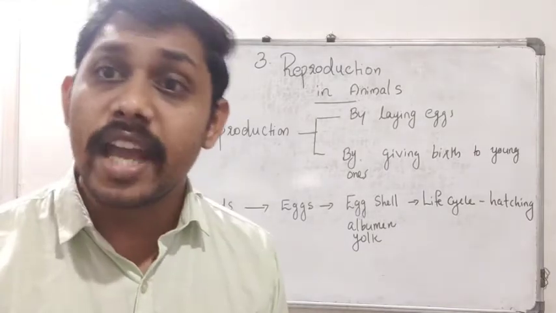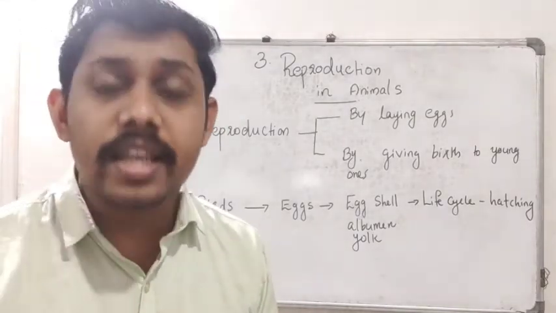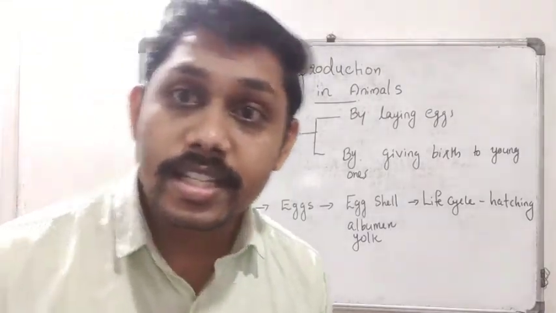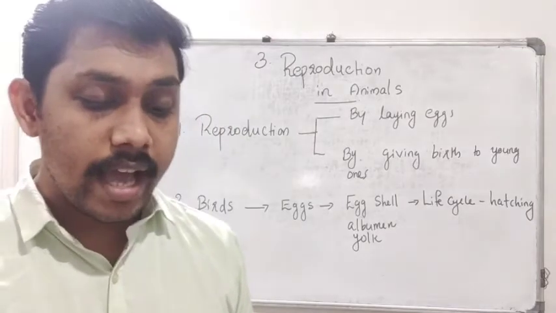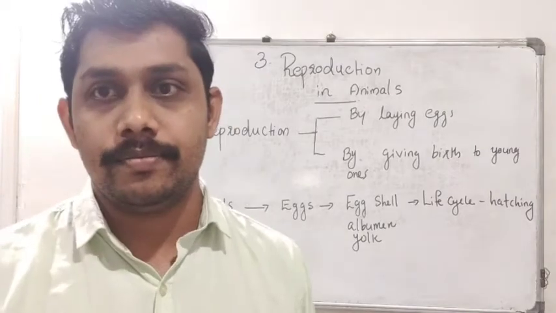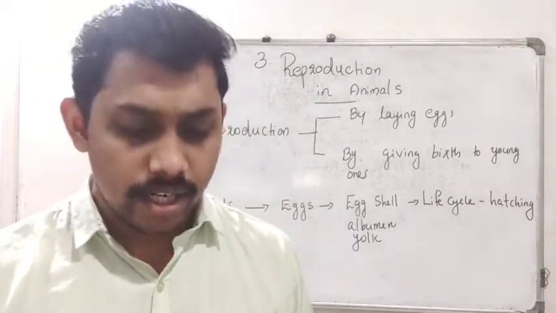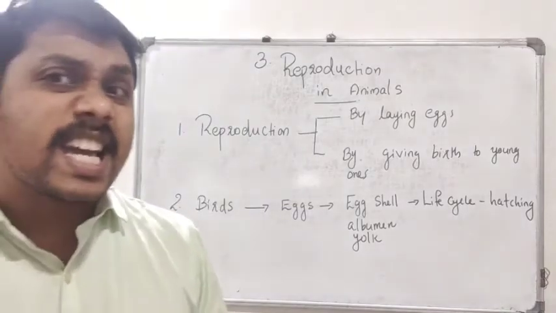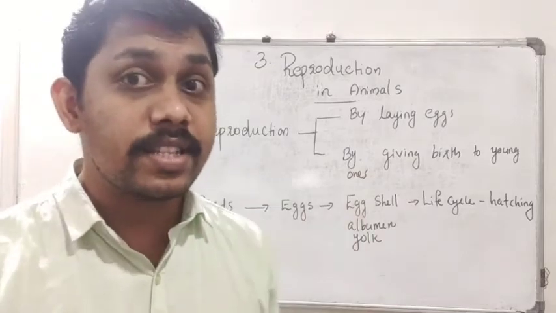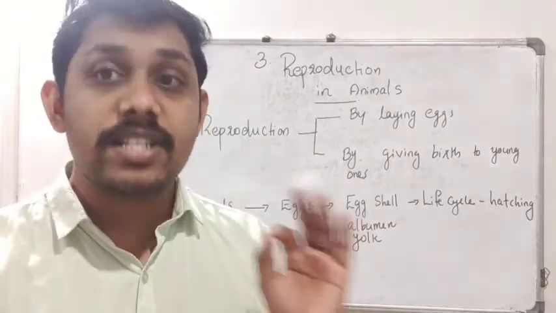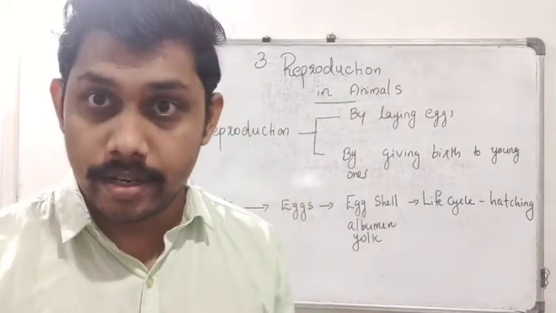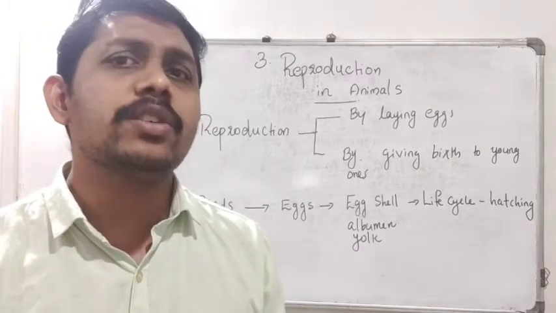So what is eggshell? Eggshell is the protective layer of the egg. That is, the egg has a protective shell, which is called eggshell. We can see the eggshell. And there is also a jelly-like substance inside the shell. That jelly-like substance is called albumin.